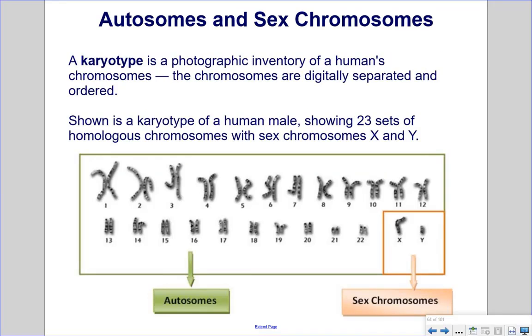Autosomes and sex chromosomes. A karyotype is a photographic inventory of a human's chromosomes. The chromosomes are digitally separated and ordered. Shown is a karyotype of a human male, showing 23 sets of homologous chromosomes with sex chromosomes X and Y. Notice that the autosomes are ordered in descending size, so chromosome pair number 1 is the largest, and chromosome pair number 22 is the smallest.